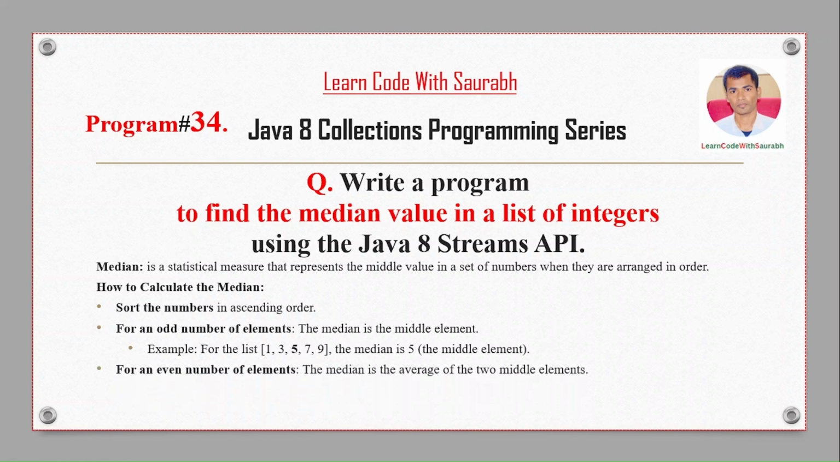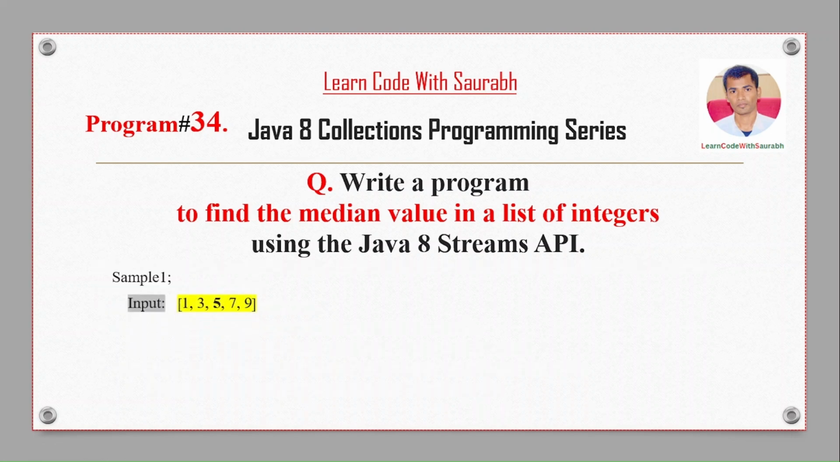And for an even number of elements, the median is the average of the two middle elements. So if I have a list like 1 3 5 7 9 11, you can see the total number is 6. So we need to find the center. If you count 3 and 3, then 2 and 2, we get the number 2. So 5 and 7 are the middle numbers, so we add 5 plus 7 divided by 2, and then we get 6.